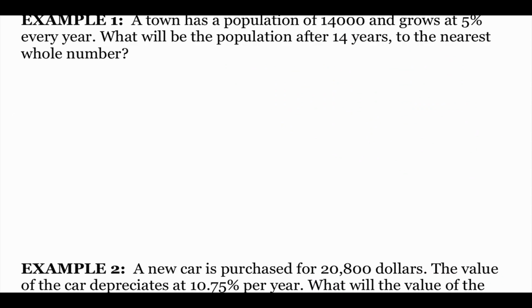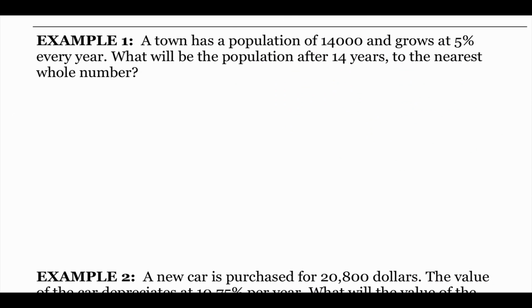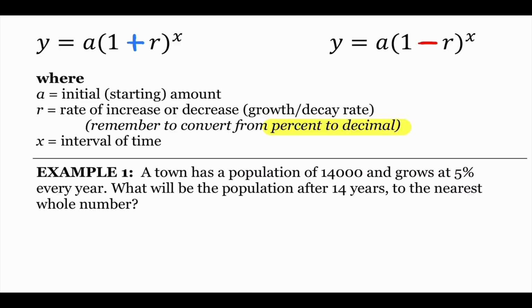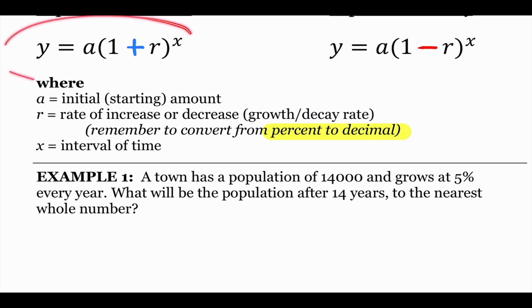This town has a population of 14,000. It grows at 5% every year. What will be the population? How many people will there be in 14 years? Round to the nearest whole number. Okay? So is this growth or is this decay? Growth, right? It's getting bigger. So for growth, we use this one right here. Okay?